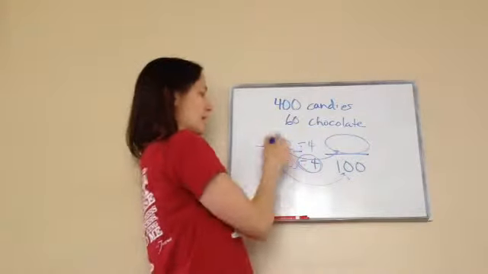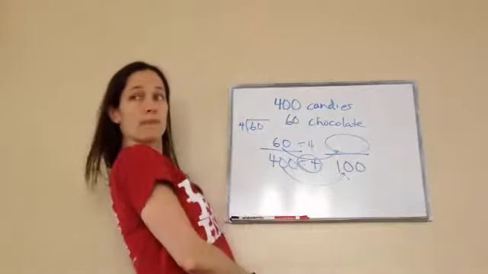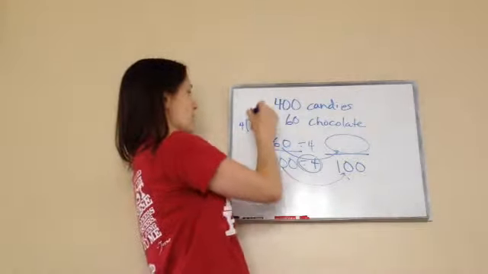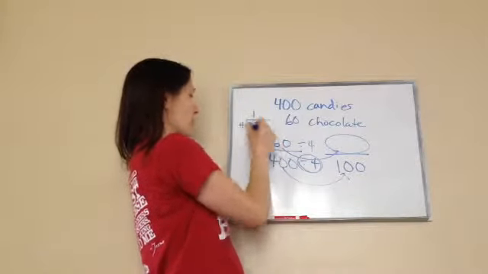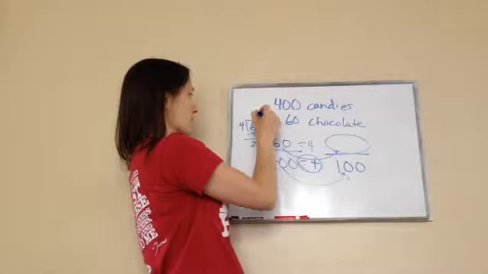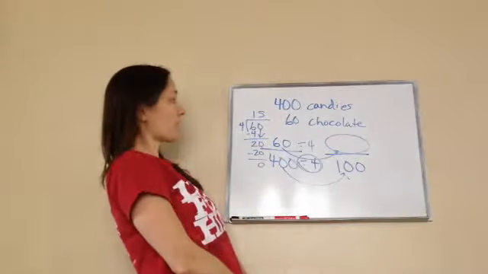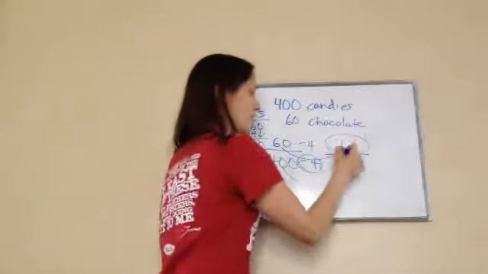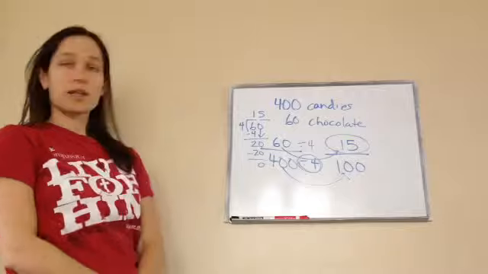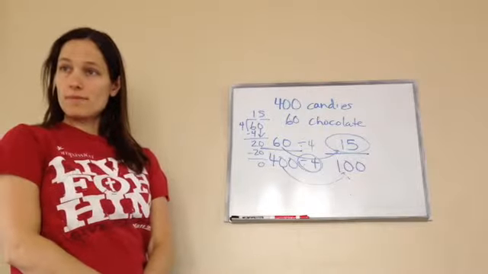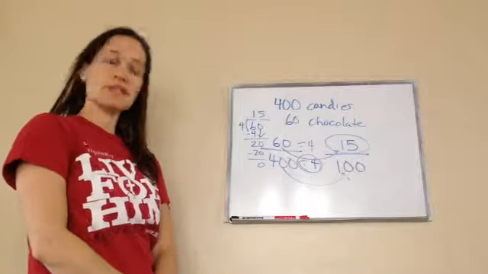So, let's take 60 divided by 4. 4 will go into 6 one time. Bring down my 0. 4 will go into 20 5 times. 5 times 4 is 20. And we get it ended. So the final answer there is 15. Now, can we easily tell what percent are chocolate? Yes. What is it? 15. 15% are chocolate. See how we did that?